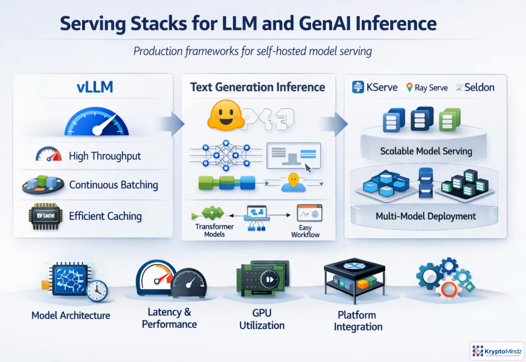Once you self-host inference, the serving stack becomes a major design choice. vLLM is often the default for high-throughput LLM serving because continuous batching and KV cache management help keep GPUs busy. Hugging Face Text Generation Inference is a strong fit when you want optimized transformer serving with a familiar model workflow. KServe, Ray Serve, Triton, and Seldon broaden the focus to scalable, Kubernetes-friendly, multi-model operations. The right answer depends less on popularity and more on your model architecture, latency target, utilization goals, and how well the stack fits your platform.